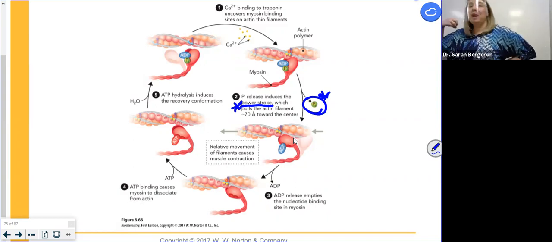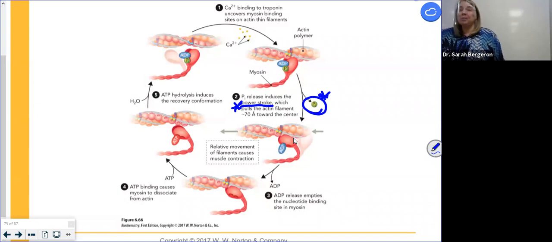But it's not in the right conformation, right? It's still ratcheted. It's still like in. So it has to reset. So when you have that ATP in the binding socket and that ATP gets hydrolyzed, that hydrolysis allows it to reset and be ready to go. They call that the recovery conformation.